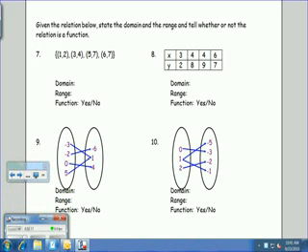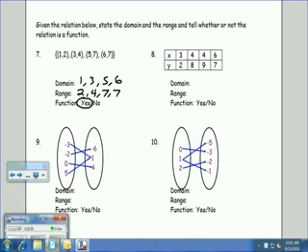Okay, given the relation below, state the domain and the range and tell whether or not the relation is a function. So for number 7, we have points. The domain would be what? 1, 3, 5, 6. The range would be 2, 4, 7. And you can put another 7 there if you want to, but you don't have to. You could just put 2, 4, 7. That's fine. Is number 7 a function? Yes.